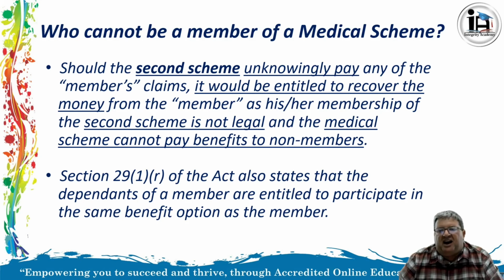Should the second scheme unknowingly pay any of the members' claims, and this happened in the past, the schemes don't know. So a guy is on Discovery Health and on Momentum Health and somewhere on Liberty Health as well, or whatever. Then they pay. And then they claim. They send the bills, they try to make money. They send the bill to Discovery and to Momentum and Liberty. They somehow work things out. They try to commit fraud.